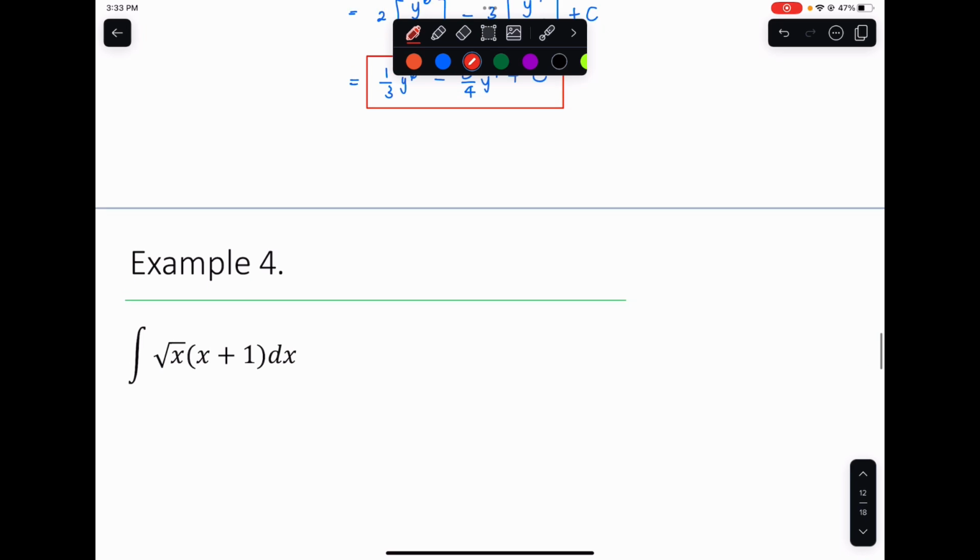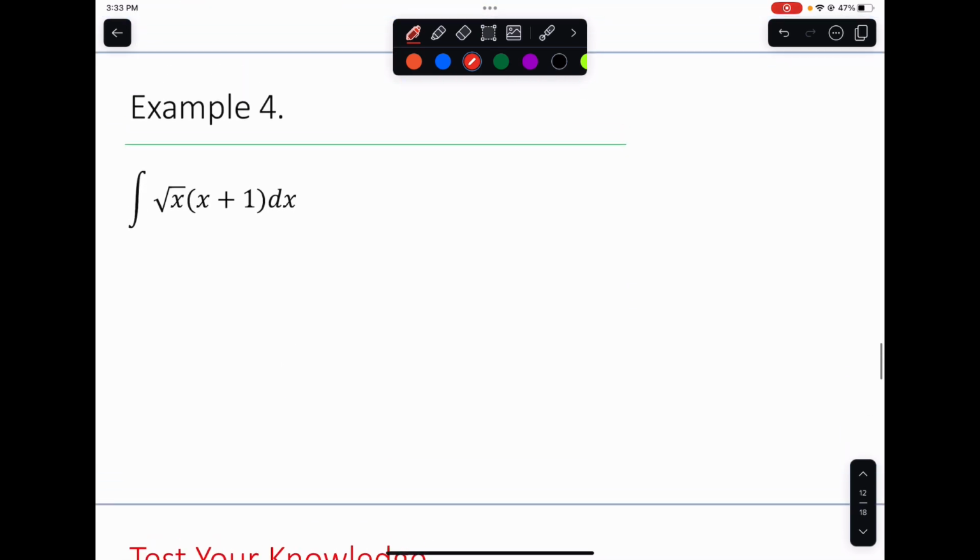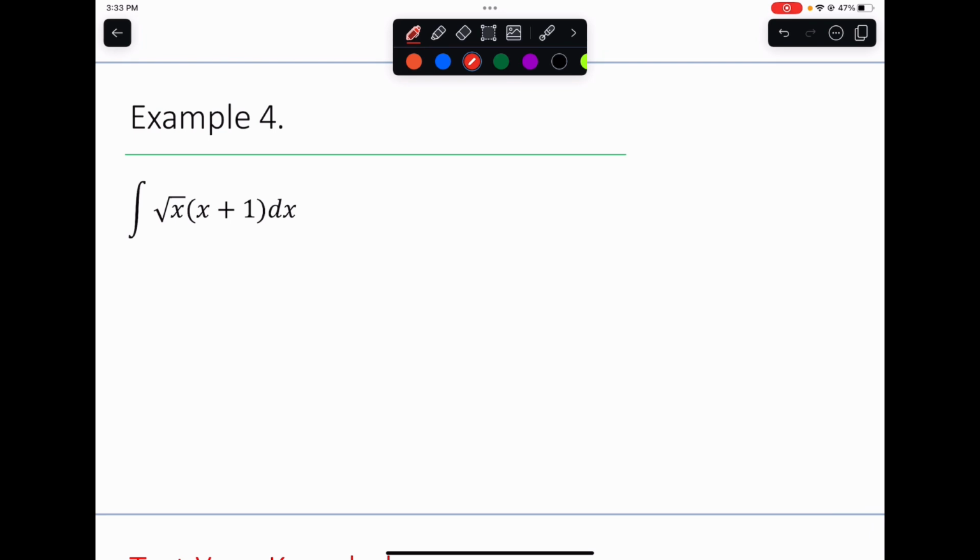Example number 4, it's the same thing, still a product: the product of the square root of x and x plus 1, dx. Since this is a square root, I can simply transform it first into a rational exponent. Before performing the operation, remember that when we are multiplying the same base, we simply add the exponents. So 1/2 plus 1 is 1 and 1/2, or 3 halves.